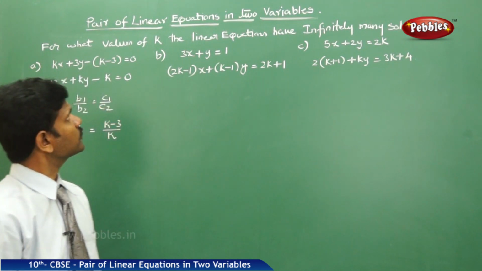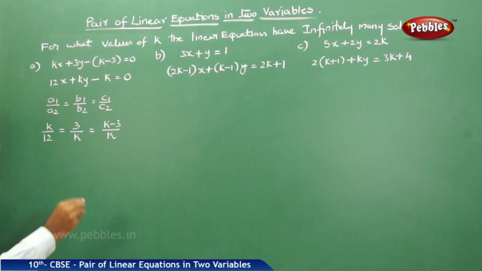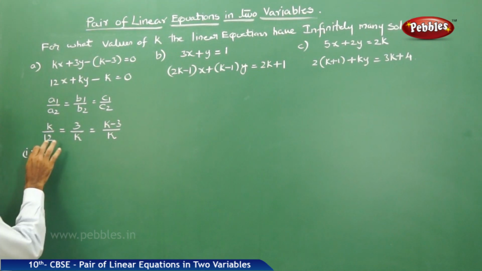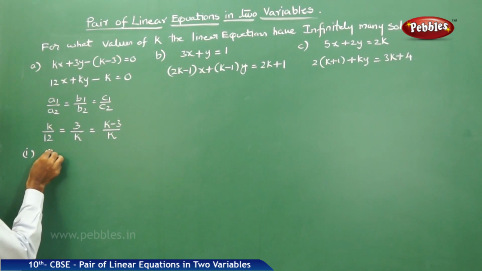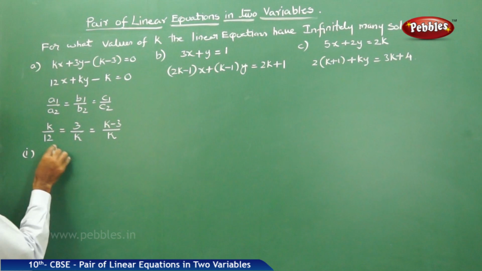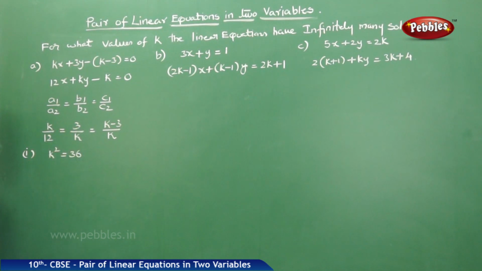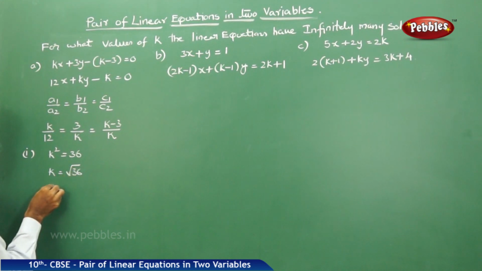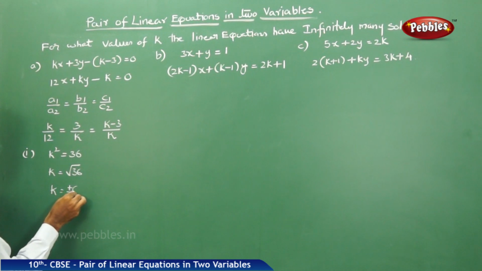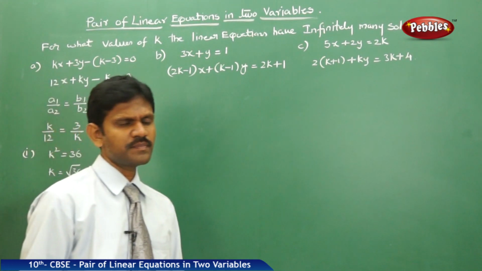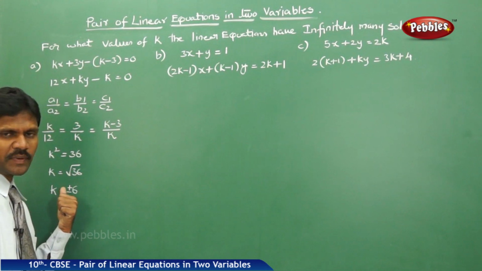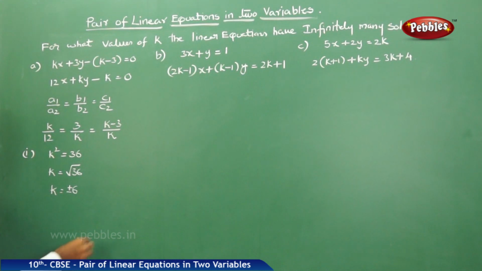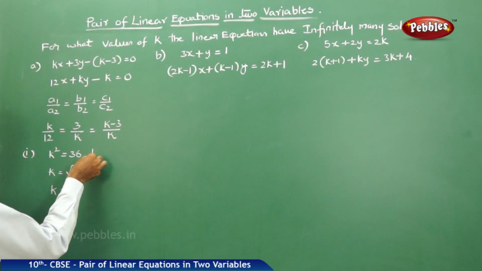Now you have to find out the value of K. Let us equate these two, that is part 1. K into K, K square is equal to 12 3s are 36. That is, K is equal to root 36, K is equal to plus or minus 6. That means in place of K you can take either plus 6 or minus 6, and you will get infinitely many solutions. Okay, now what is the other option?